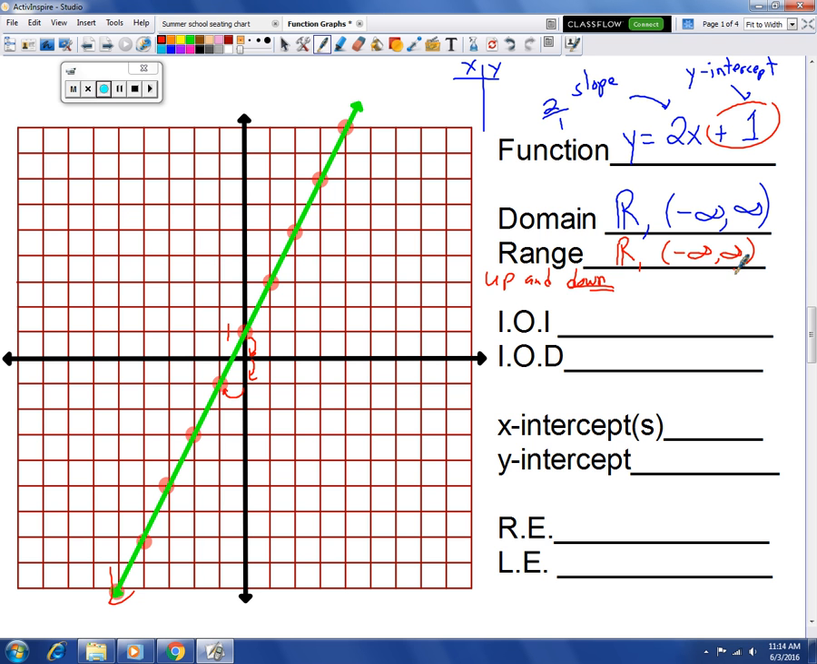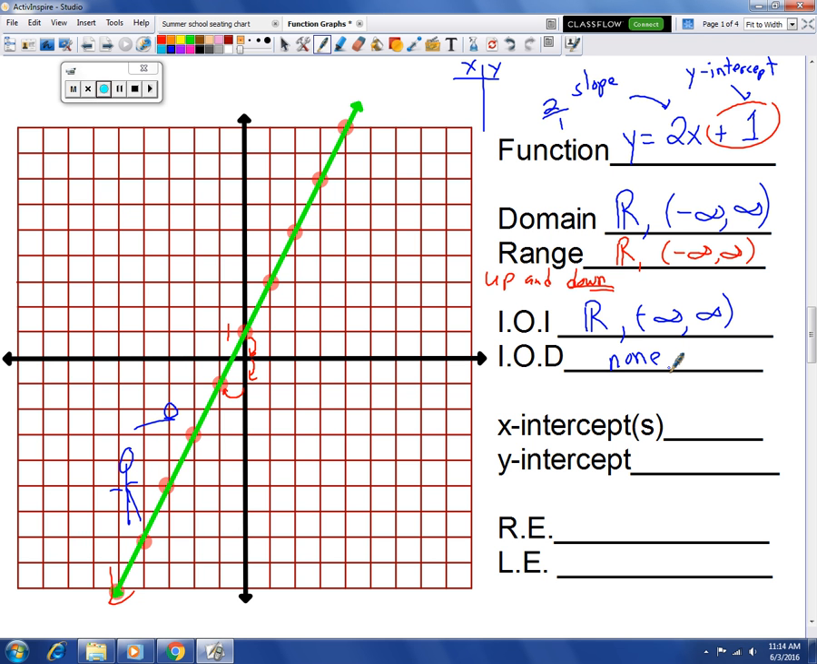Interval of increase, same as the one we've done. On the whole x-axis, no matter what x values I pick, as I pick x values that get bigger and bigger, the y values go up, the whole thing. Interval of decrease, none.